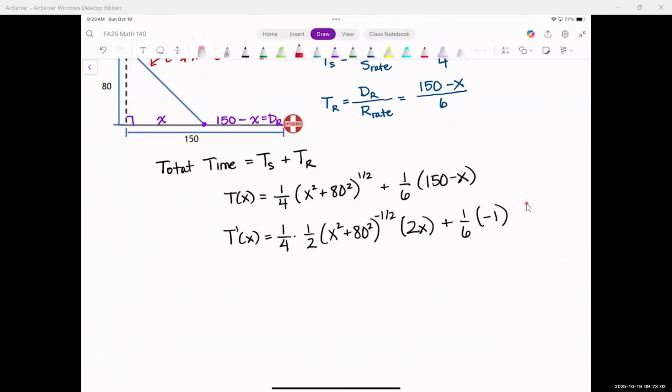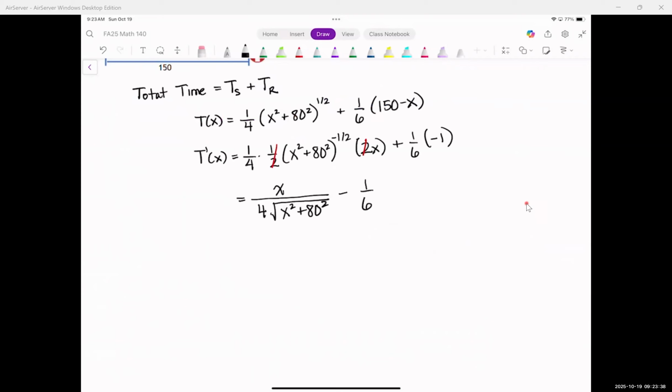Here I have a factor of 2 and I have a factor of 1/2. So now I'm going to write this as x over 4 times the square root of x squared plus 80 squared minus 1/6. That's my derivative function. I want to find critical numbers, so I'm going to set this equal to 0. To solve this, I'll take the 1/6 to the other side of the equal sign.